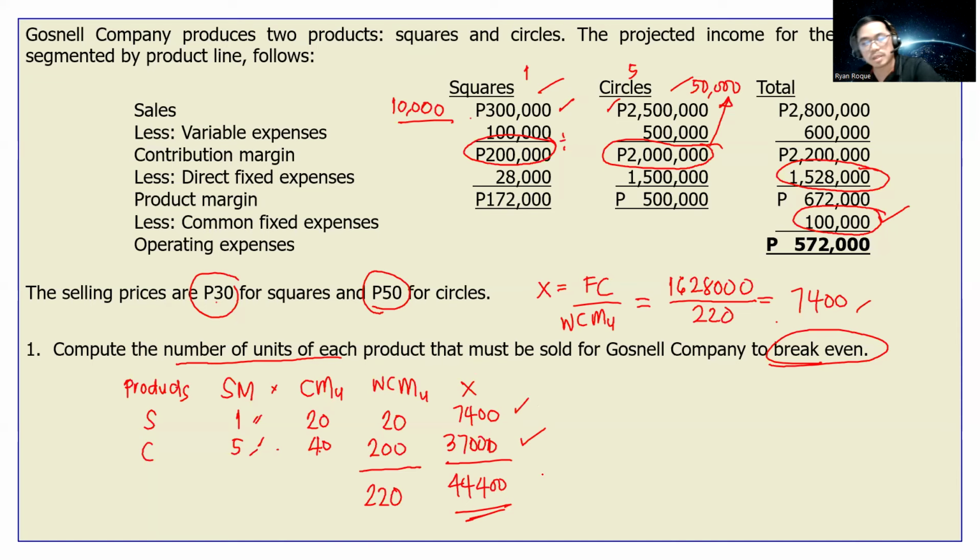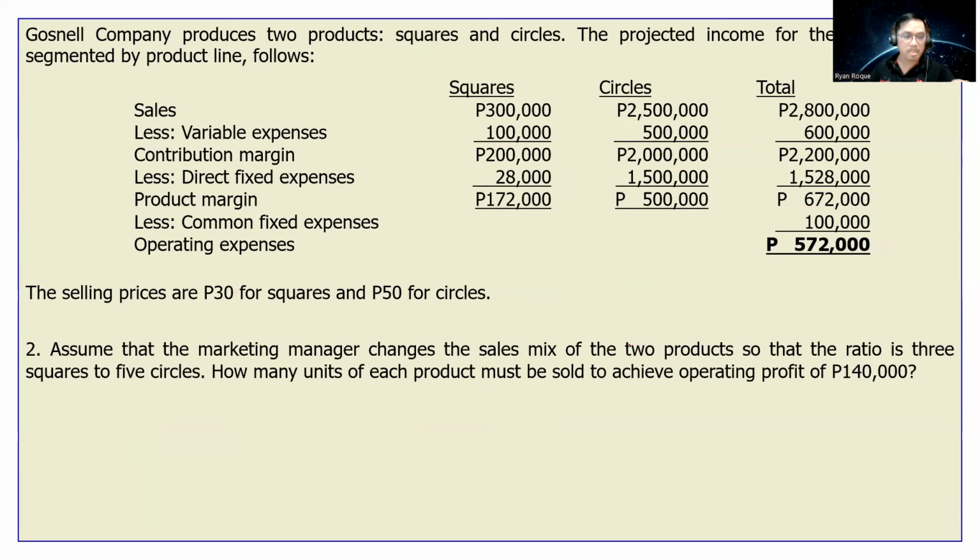All right. So let's have the final question here. Assume that the marketing manager changes the sales mix of the two products so that the ratio is 3 squares to 5 circles. So all we need to do is prepare another table or schedule. Here are your products, the squares and the circles. We need to get again the sales mix, and this time it's 3 squares for 5 circles. And then we need the CMU. Remember, the CMU for squares is 20, and the CMU for circles is 40.